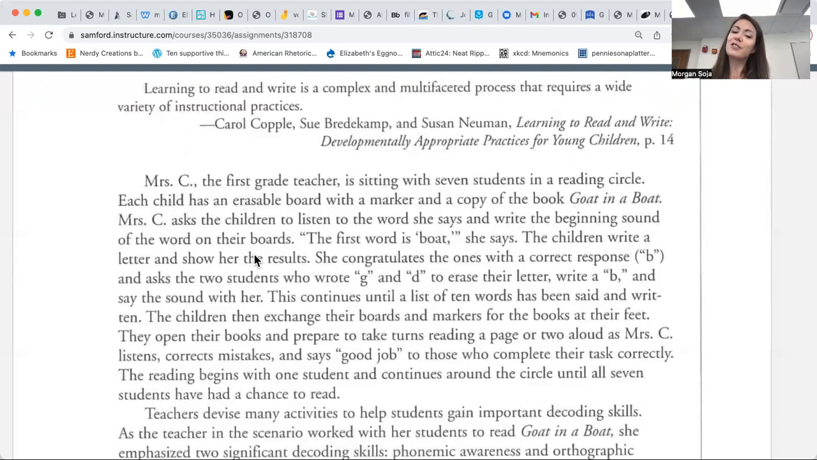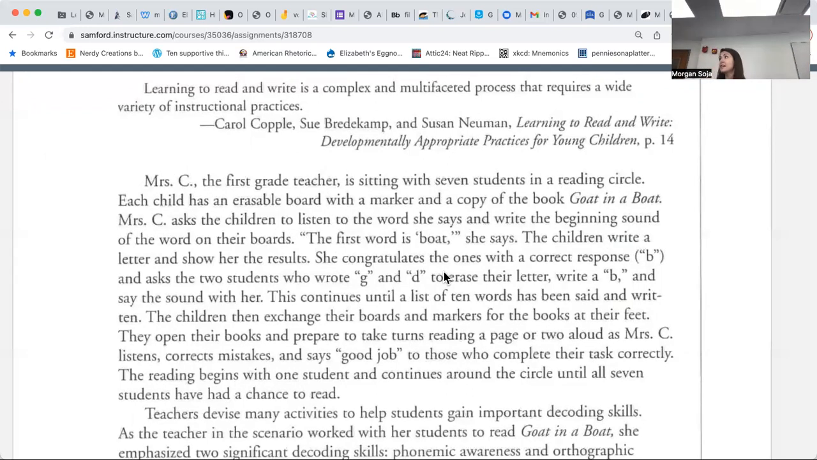So Mrs. C, the first grade teacher, is sitting with her 7 students in a reading circle, and they're doing some phonemic awareness by reading goat in a boat. Listen to the word and write the beginning sound of the word on their boards. The first word is boat. And of course, you want your kid to write B. That's what you're hoping for.